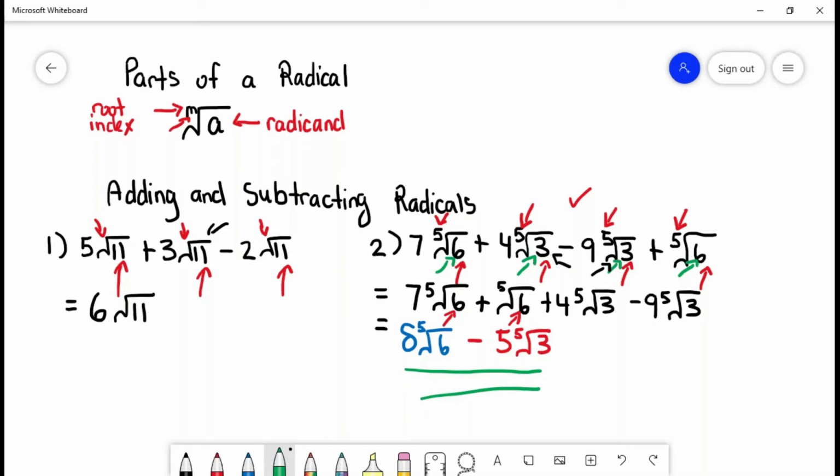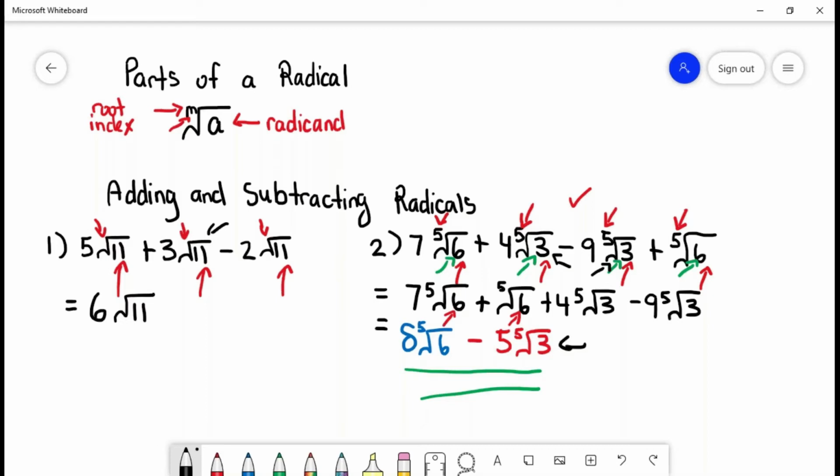As you can see, this is the simplest we can get it, as if we try to subtract these two even further, the root indexes are the same for both, but the radicands are not the same. So we cannot really subtract and simplify this further. Therefore, this is our final answer. And just as we would if there was 8x minus 5y, this is the simplest we can get our expression. We cannot simplify it even further. So just think of it as if they are not like terms, like terms in the sense that the radicands and indexes are the same, you cannot simplify it further.